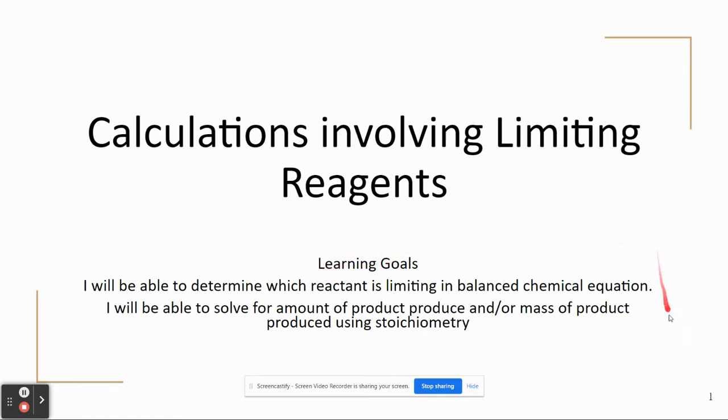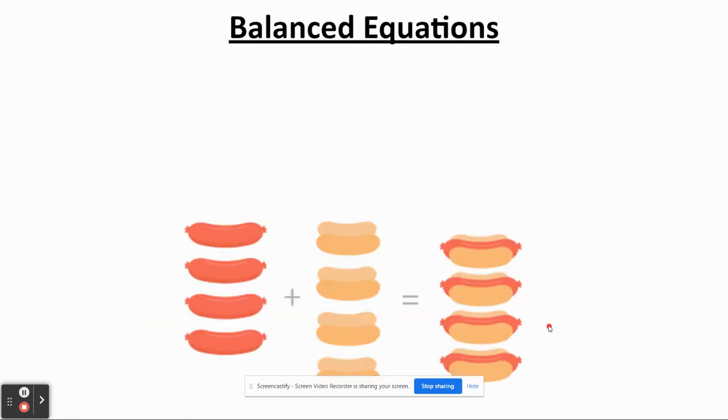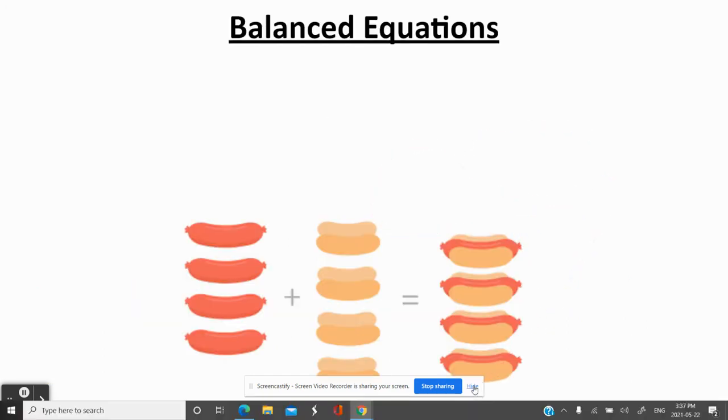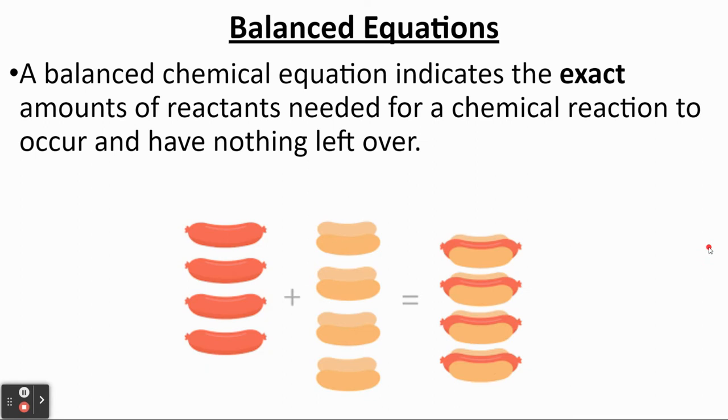So these are our learning goals over here. We're going to be able to determine what the limiting reactant or reagent is in a chemical reaction, and then use that limiting reactant or reagent to solve problems relating to stoichiometry. So let's go ahead and take a look at what a limiting reactant is with a bit of an analogy.